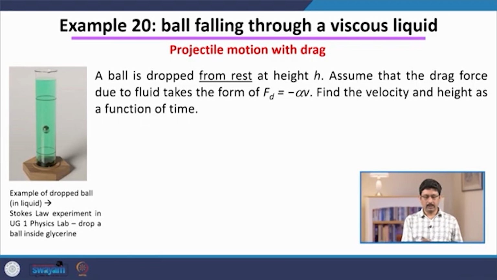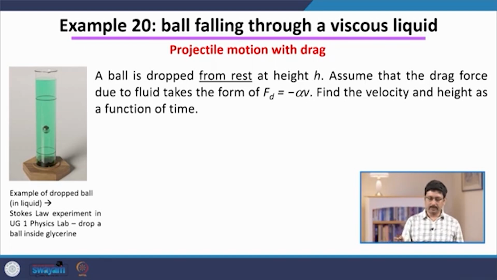So, consider a ball dropped from rest at a height h in a viscous liquid. This fluid could be air, or some viscous liquid like glycerine or honey, which are typically used in what is called a Stokes law experiment for measuring the viscosity of a liquid in a typical BTech first year lab physics experiment, the undergraduate physics experiment.